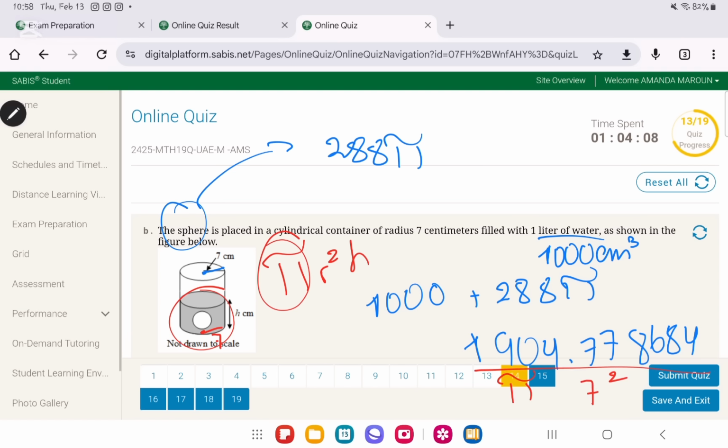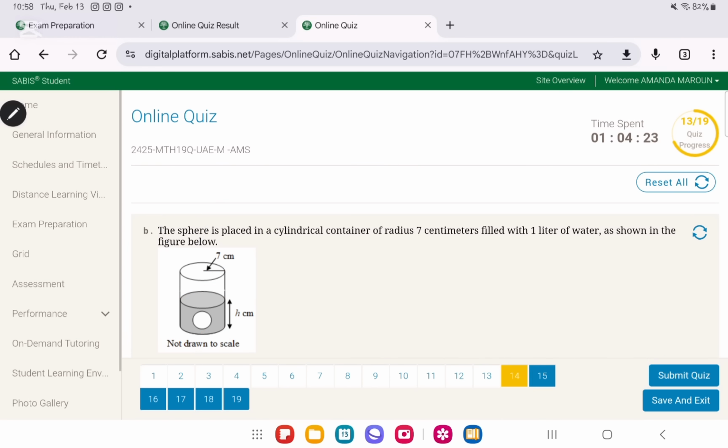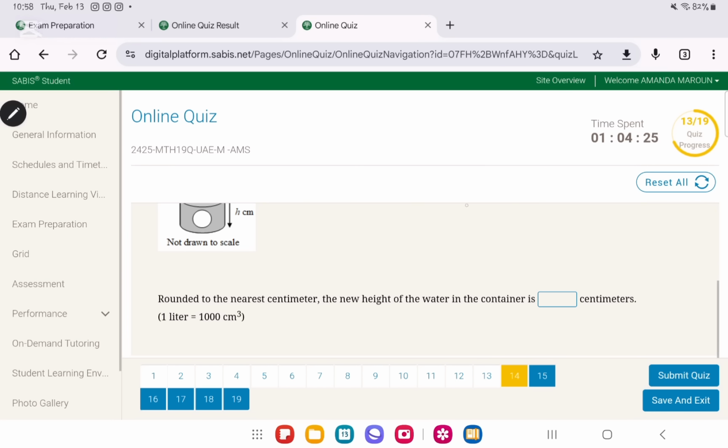So if you put whatever answer you got on the calculator, it has to be this one, of course, divided by pi times 7 to the power of 2, you are going to get an answer which is 12.4, and if you approximately round it, it is then 12 centimeters. So this is the height.